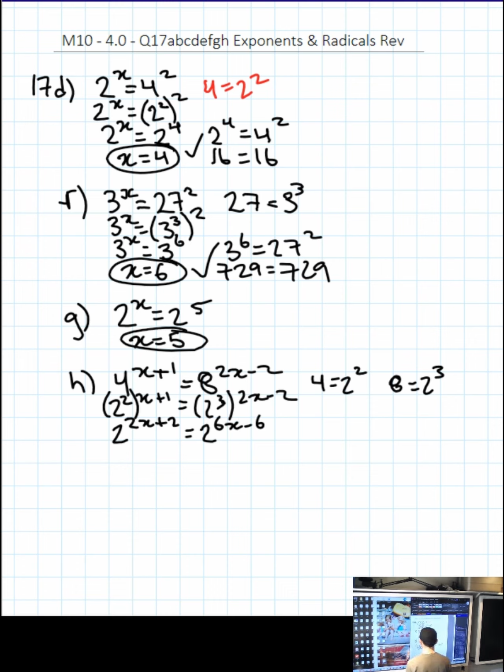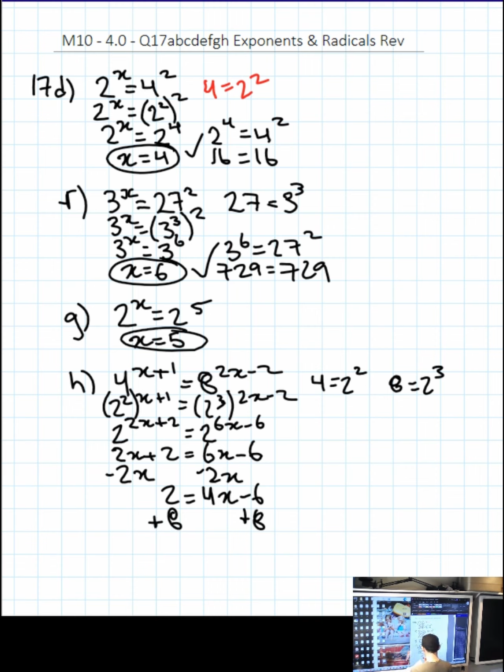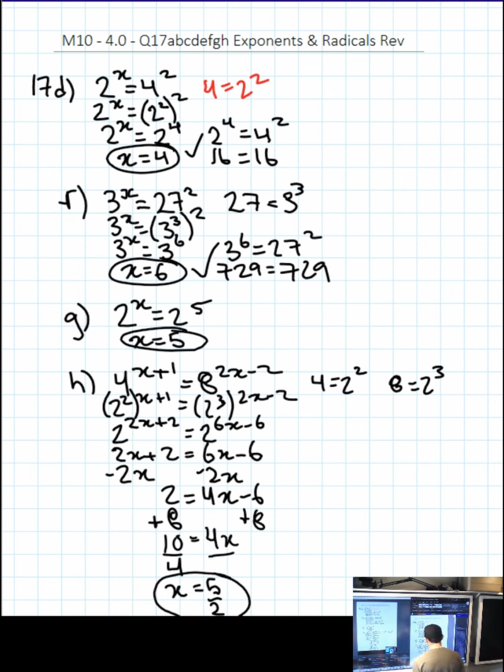So notice, we have the same base, we can make the exponents equal to each other. So 2x plus 2 equals 6x minus 6. If we subtract 2x from both sides, 2 equals 4x minus 6, and if we add 8 to both sides, then 10 equals 4x. We can divide both sides by 4. Therefore, x equals, if I simplify the fraction, 5 over 2, or 2.5. What a funny answer.